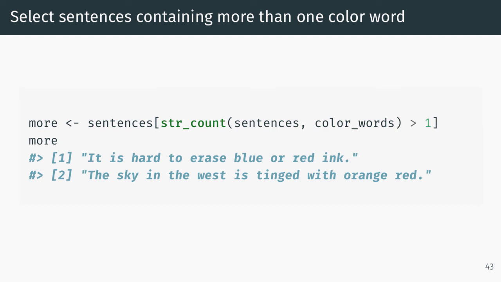And if we do a count of these sentences, oh no, we're not doing a count of them. This is a subsetting vector. This part right here is a subsetting vector. So this is sentences that have a count of greater than one color word in them. So there are only two such sentences that have two color words in them: blue or red ink and tinged with orange red.